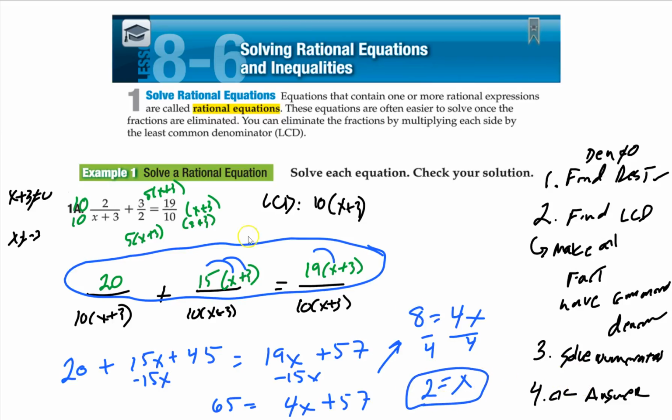Now check my answer. You could plug in and see if it works. That always works. But I'm just going to make sure it's not in my restriction. My restriction says it couldn't be negative 3. I'm at 2. I'm good. I'm all good. If you plug in, there'll be no issues. There you go.